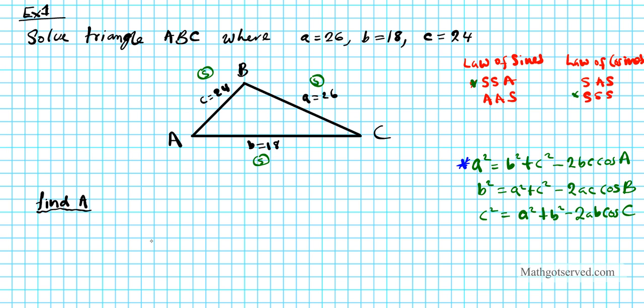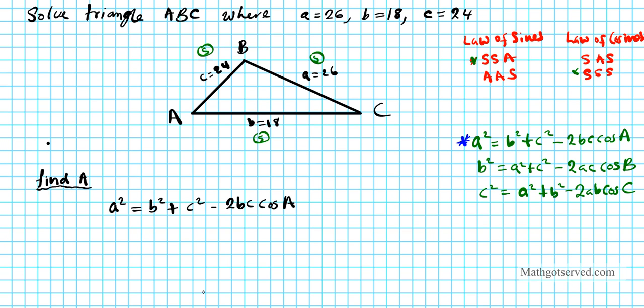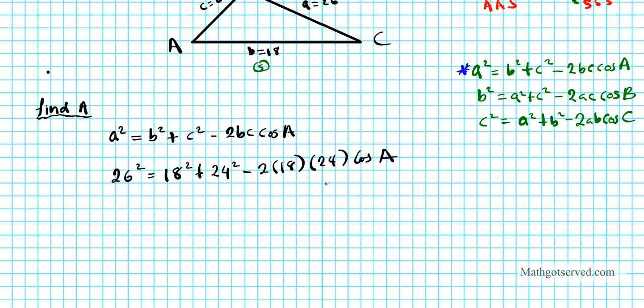To find uppercase A, we're going to use the formula a squared equals b squared plus c squared minus 2bc cosine A. All right, let's substitute the values that we know. We're going to plug in lowercase a. We have 26 squared equals 18 squared plus 24 squared minus 2 times 18 times 24 cosine uppercase A. Now, to limit the amount of things we're plugging into our calculators, I'm going to get cosine A by itself, and then we'll plug the other expression into the calculator.